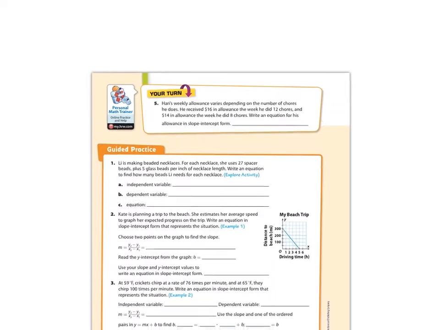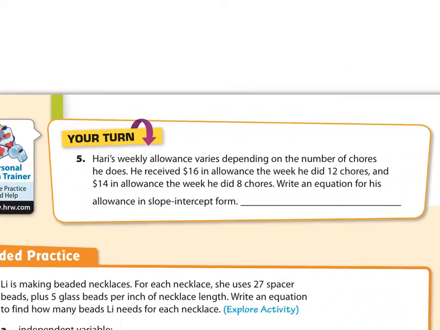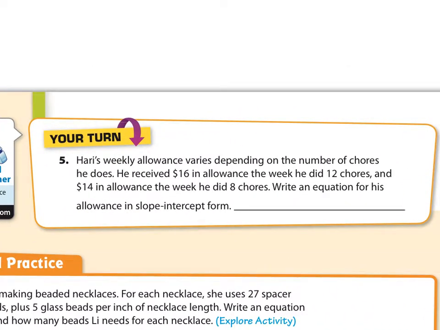And the last one that we're going to look at on page 132 is number 5 up at the top. Harry's weekly allowance varies depending on the number of chores that he does. He received $16 in allowance the week he did 12 chores. Okay, so let's do color coding here. So $16 when he did 12 chores, and then $14 when he did 8 chores.